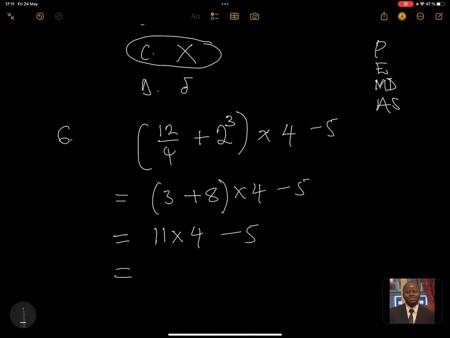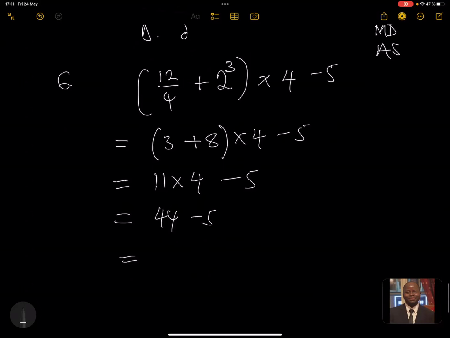Now we have been able to eliminate the brackets. An expression without any brackets. According to the rule of PEMDAS, we can see multiplication, we can see subtraction. Multiplication comes before subtraction, so we have to multiply 11 by 4, and that is 44. Then minus 5. So what is 44 minus 5? This is nothing but 39. So your answer is 39. I hope this is clear.